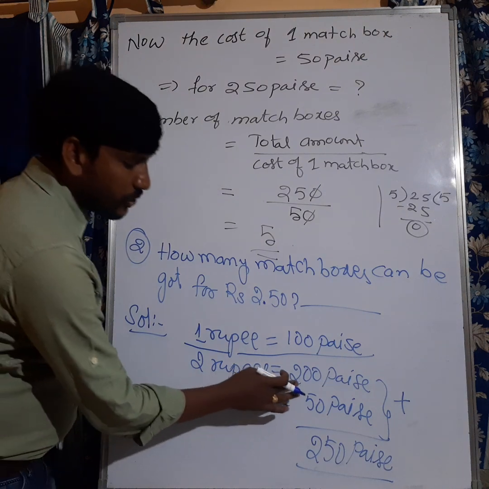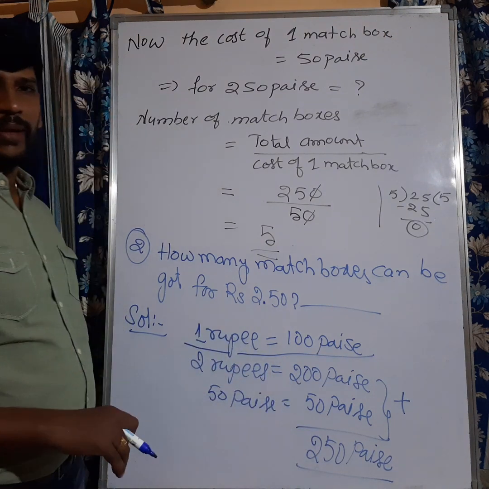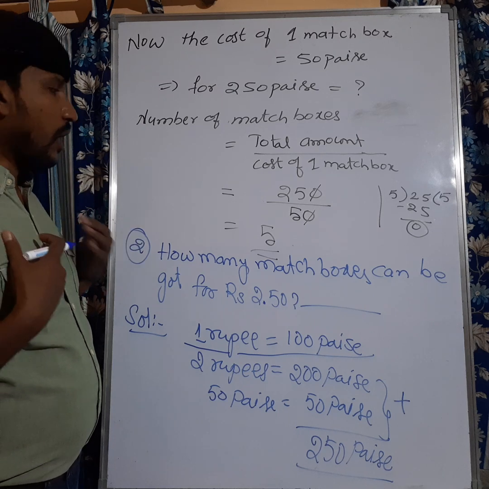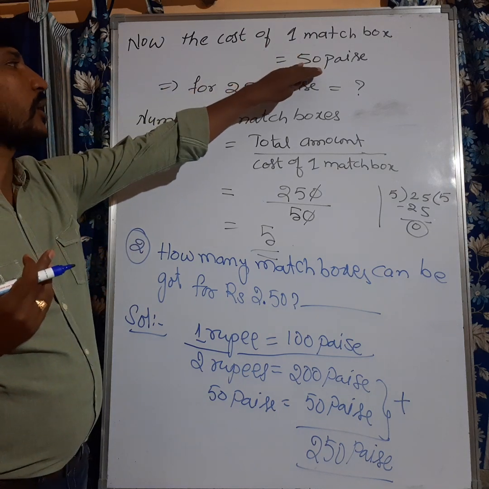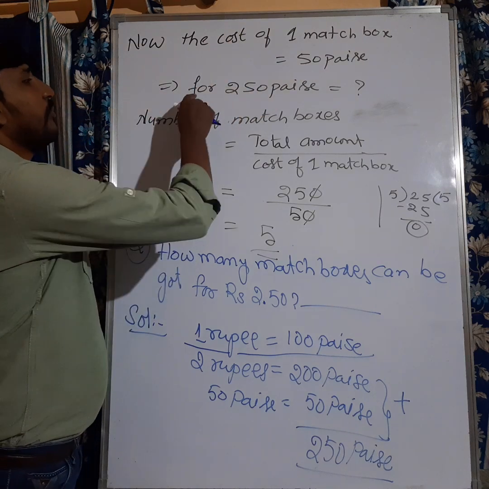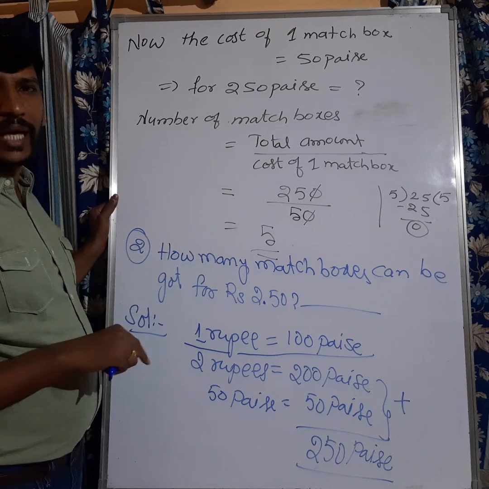Okay. So by adding 200 plus 50, you will get 250 paise. So we have 250 paise total amount. Now the cost of one matchbox equal to how much? 50 paise, they given in the list. Now for 250 paise, how many matchboxes are we going to get?